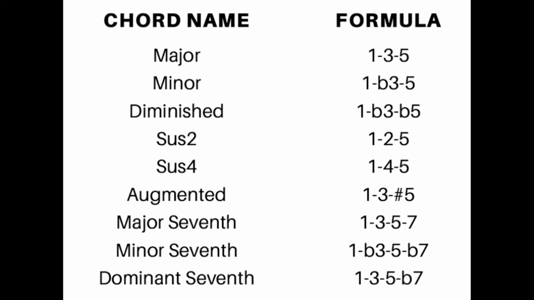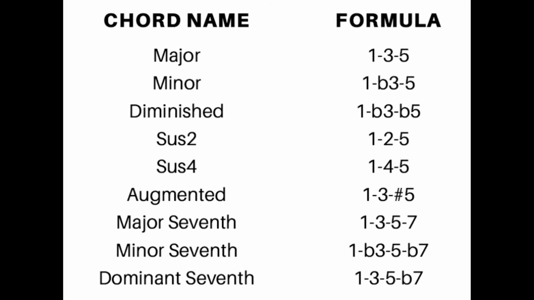Suspended 2 and suspended 4 are next. Suspended refers to the fact that there's no middle note of a third. There's no third. It's being replaced with either a second or a fourth, in this case a major second or a major fourth. Augmented is a lot like a major chord in that they both share a major third in the middle, but the augmented also sharpens the fifth.